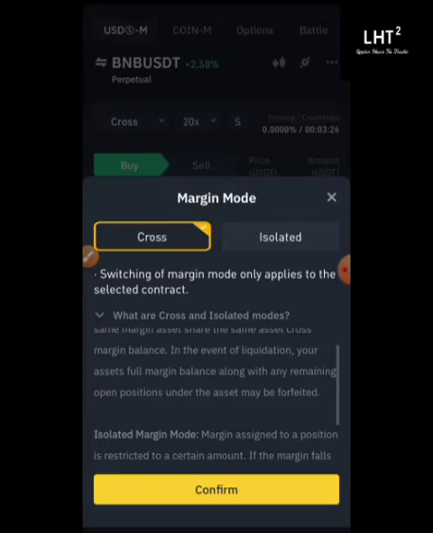But on the other hand, if it was isolated, it wouldn't have taken out of your wallet, and it would have hit that particular 48,200, and then you would have gotten liquidated. The $20 you used, you would have lost it. So this is actually one advantage of cross over isolated, but the disadvantage is actually the vice versa of what I just explained.